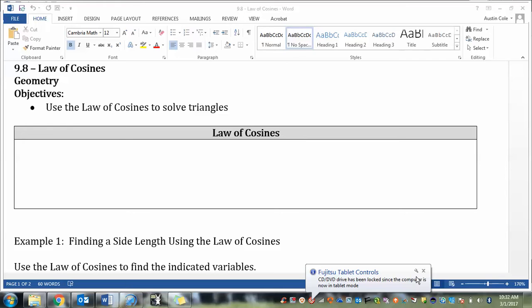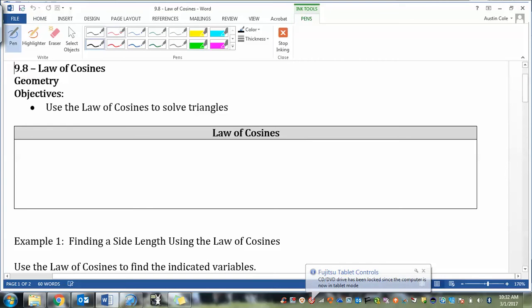So the law of sines. We like to use the law of sines because it's a proportion. I think proportions are relatively easy to solve. When we can't use the law of sines, we should use the law of cosines. Okay? The law of cosines is this. It looks confusing. I will talk you through it.